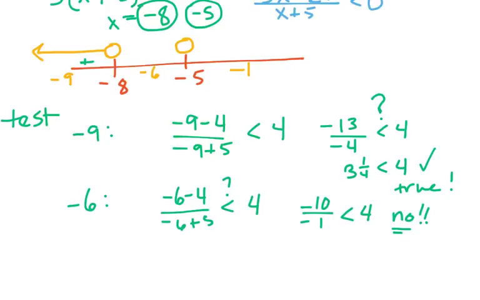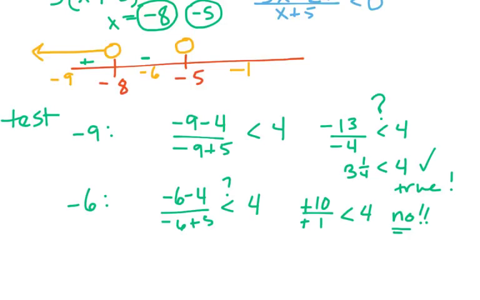Now I'm going to test negative 6. When I test negative 6, I end up with a negative divided by a negative... or a positive... 10 is less than 4. That is not true. So my region between negative 8 and negative 5 is not true. I could put a little negative sign there, and I'm not going to put a line in between those.